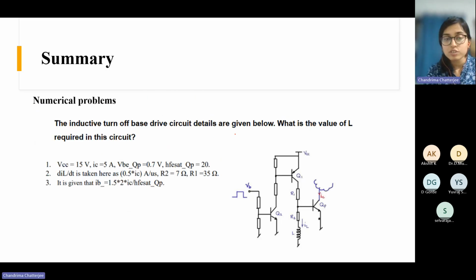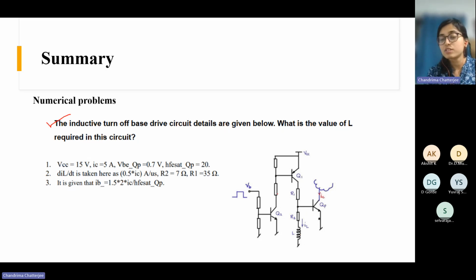Actually today I have not included any problems, but I have just these two problems I have taken. I don't know whether you have already seen these in other tutorials because there are other TAs also. They may have already solved this one. But anyway, I will just discuss this. This is the problem related to the inductive turn off of the BJT. The inductive turn off base drive circuit details are given below. What is the value of L required in the circuit?